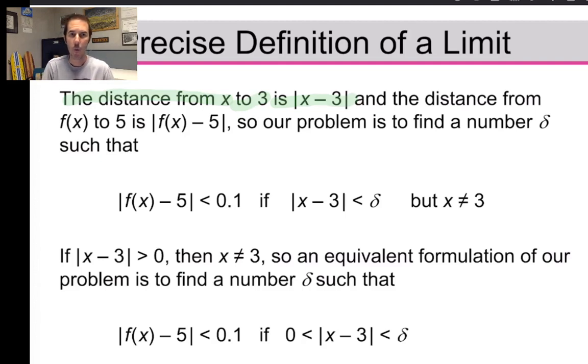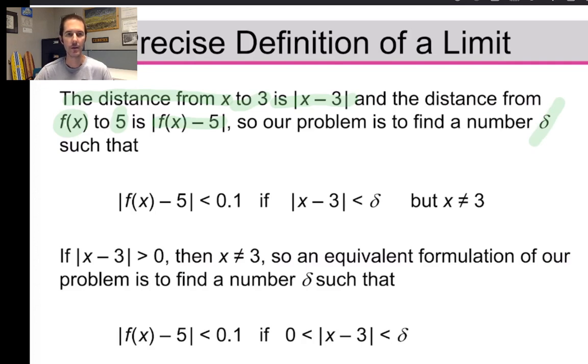Similarly, the difference in our y values. Here's our y value. Here's the limit of 5. That's also a y value. The difference between them, and if we take the absolute value, it's more like a distance because it's a positive number. And our challenge is to find a number delta.